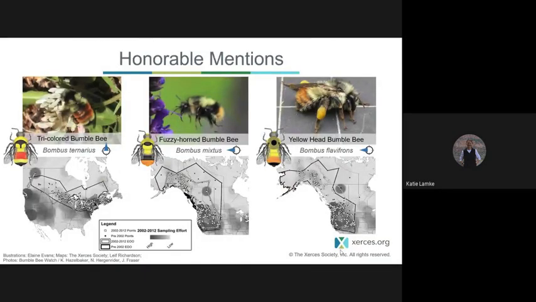And those are the tricolored bumblebee, or Bombus ternarius, which you'll likely find if you're sampling near the northern border of Nebraska. The fuzzy horned bumblebee, or Bombus mixtus, if you're out in the Panhandle. Or the yellowhead bumblebee, or Bombus flavifrons, again, if you're out in the Panhandle. That one is associated with higher altitudes, so it's less likely that we'll find it, but the range is still near the state, so we put it on here.